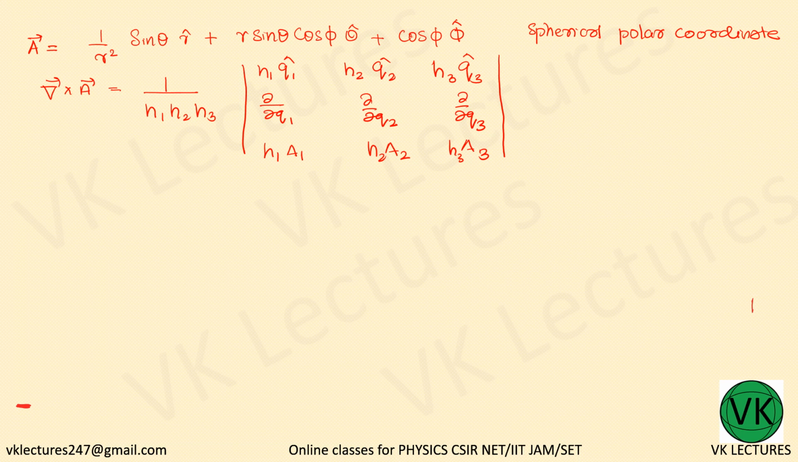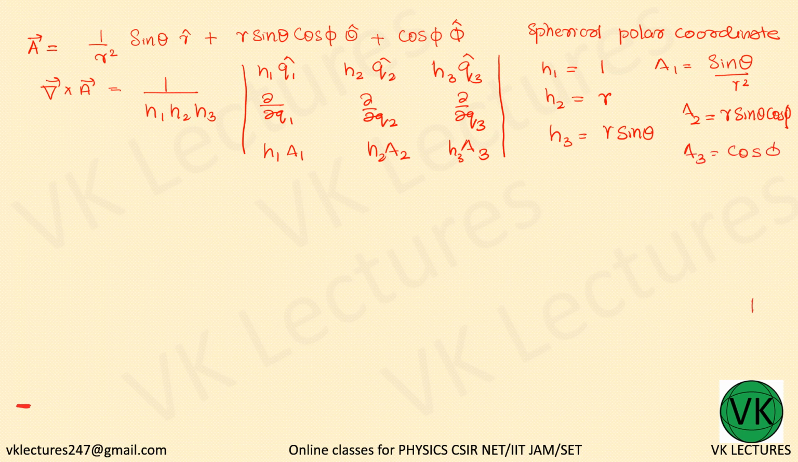Here h1 is equal to 1, h2 equal to r, h3 equal to r sin theta. a1 is equal to sin theta by r square, a2 is equal to r sin theta cos phi, a3 equal to cos phi.